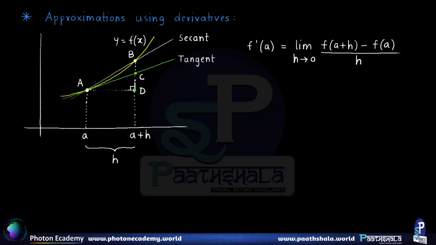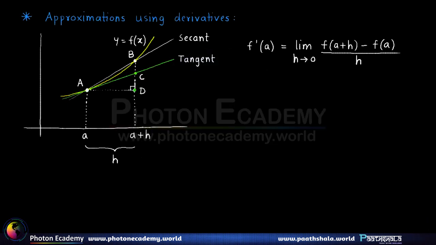Now let us see the next topic, that is approximations using derivatives. So that means here we are going to use derivatives to find out the approximate values of certain expressions. Now to recollect the geometrical perspective of looking at derivatives, we know that the derivative represents the slope of the tangent to any curve at a particular given point.